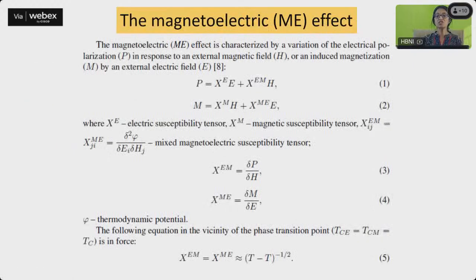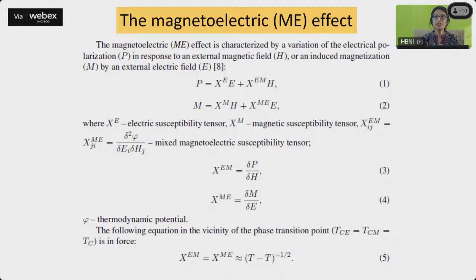Now we come to something which is known as the magnetoelectric effect. We have now understood ferromagnetic materials, and we also talked about ferroelectric materials. Now there is going to be a coupling between the two. This is known as the magnetoelectric effect. It is characterized by a variation of the electric polarization. You will see there is a change in electric polarization in response to an external magnetic field, or an induced magnetization by an external electric field.